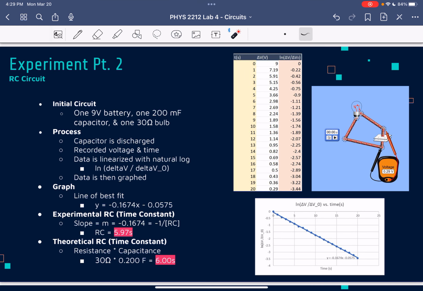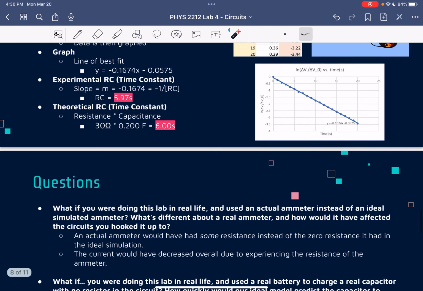Now we recreated this with a 30 ohm light bulb, and we timed the discharge of the capacitor as well as the potential difference. We linearized the data and got this line of best fit for the graph. We calculated the RC, or the time constant, using the slope and got 5.97 seconds, and then we calculated the theoretical RC, which is resistance times capacitance, which is 6 seconds, so they're very similar values.